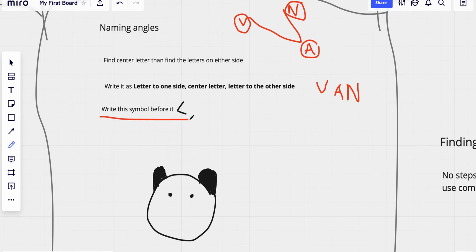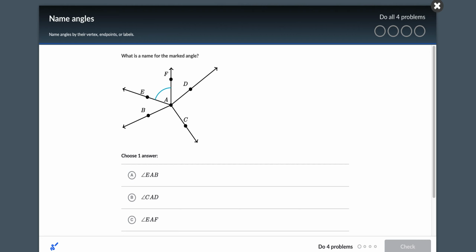And write this symbol before it, which is also the sign for greater than, but it means angle in this situation, and you want to write it like that. So this is angle VAN. Okay, so we're going to do some examples.